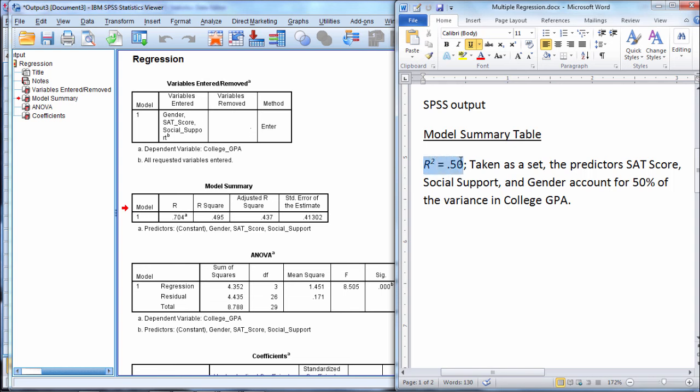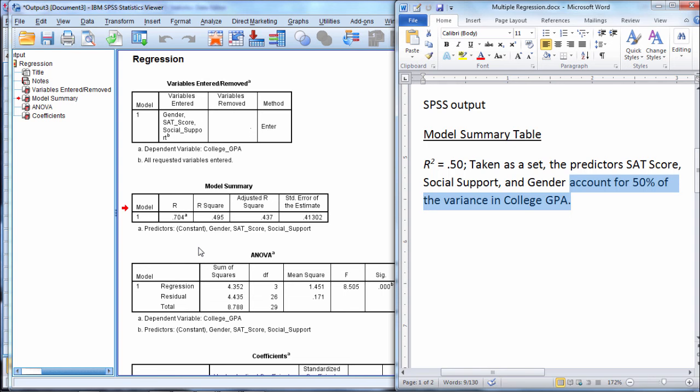R-squared, once again, is equal to 0.50, and then taken as a set, the predictors, SAT score, social support, and gender, account for 50% of the variance in college GPA. Okay, so R-squared is a measure of the amount of variance in the dependent variable that the independent variables or predictors account for when taken as a group.